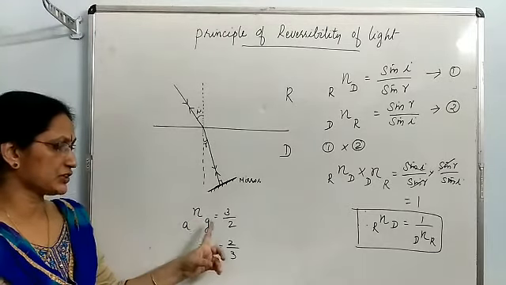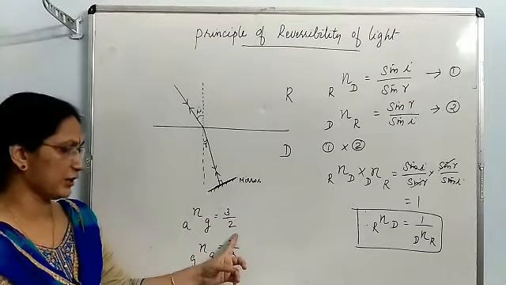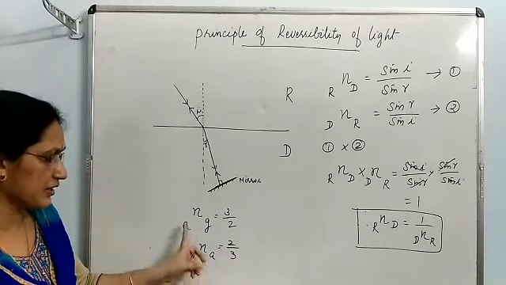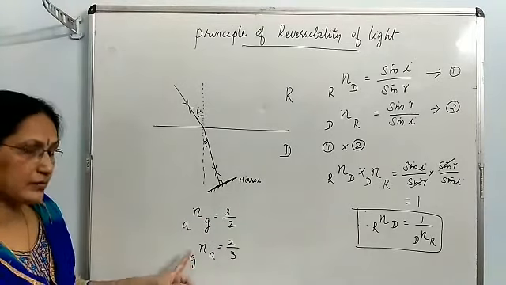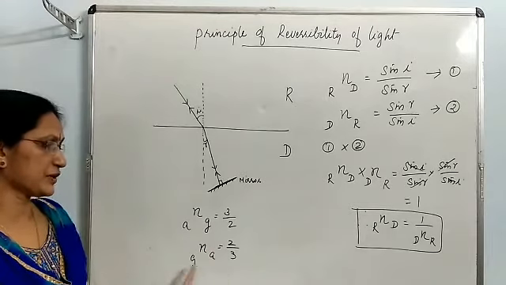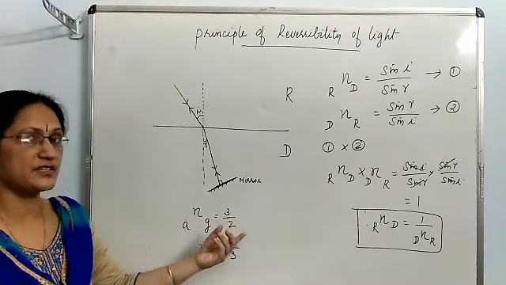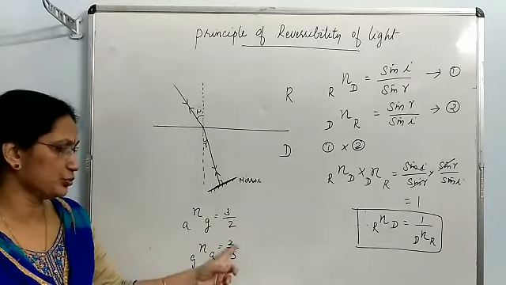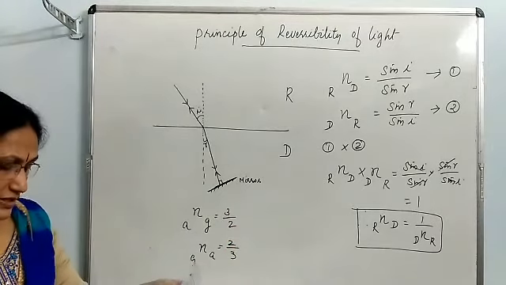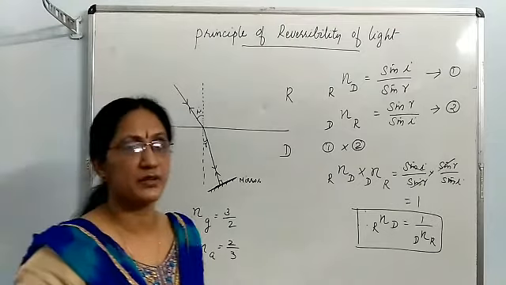Okay, the refractive index of glass with respect to air is 3 by 2, which means if you interchange the media, the refractive index of air with respect to glass will be the reciprocal of it. It will be 2 by 3. This is known as the principle of reversibility of light.